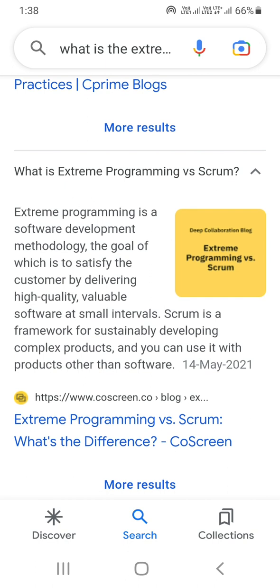What is Scrum and extreme programming? Extreme programming is a software development methodology. The goal is to satisfy the customer by delivering high quality, valuable software at small intervals. Scrum is a framework for sustainably developing a complex product, and you can use it for products other than software.